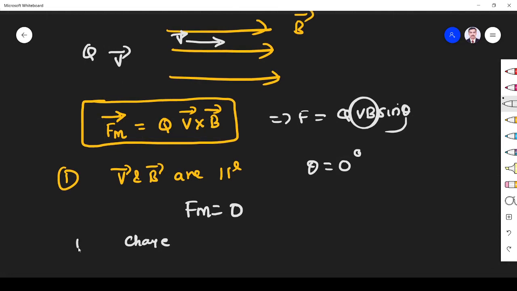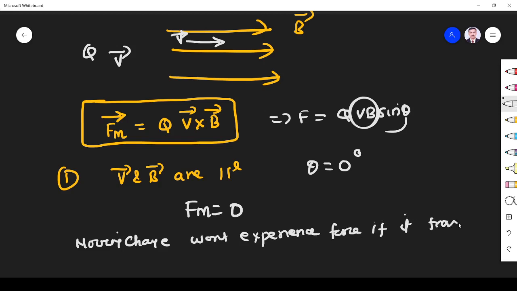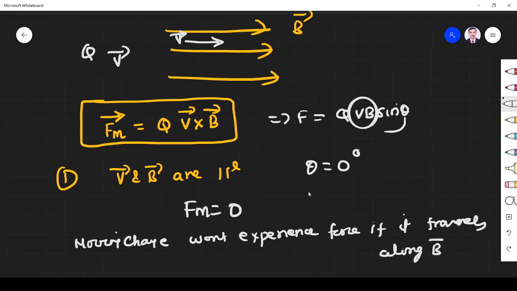That means your moving charge won't experience force if it travels along the magnetic field. This is very important.